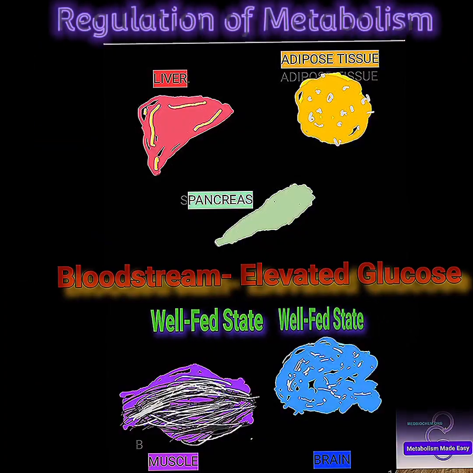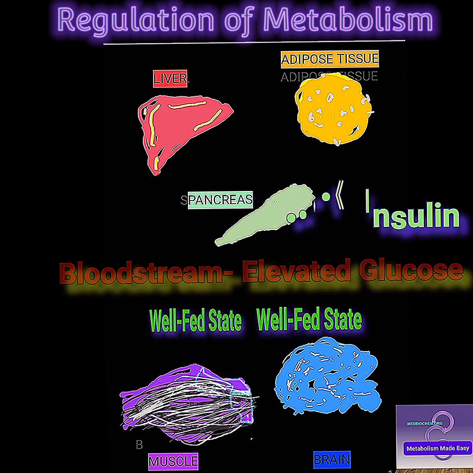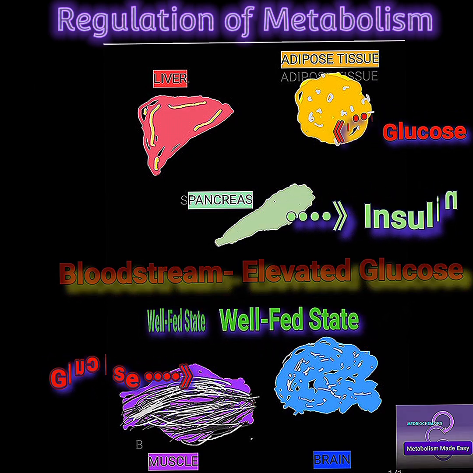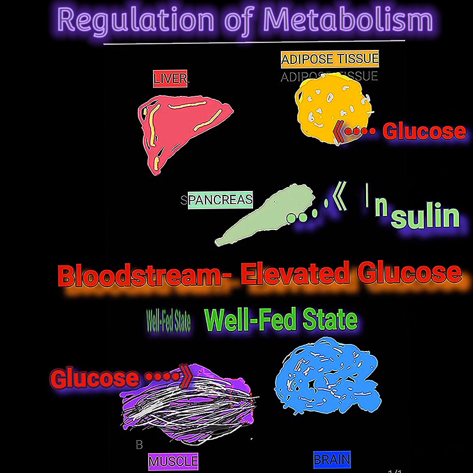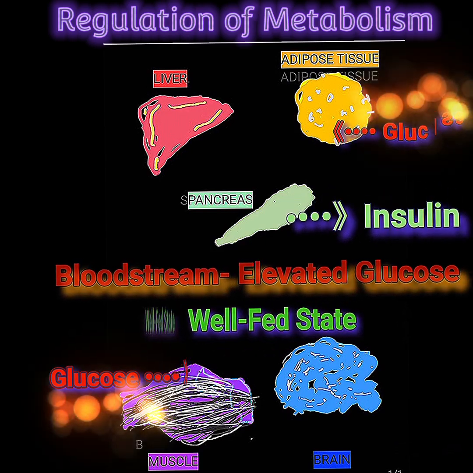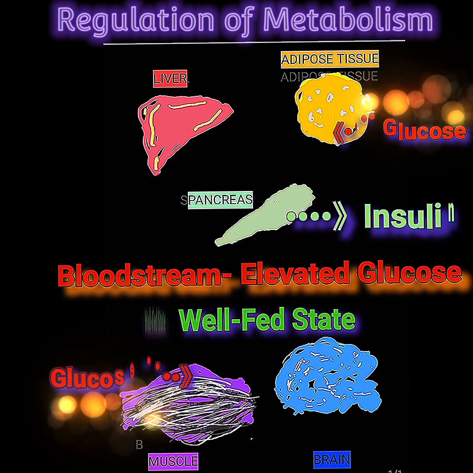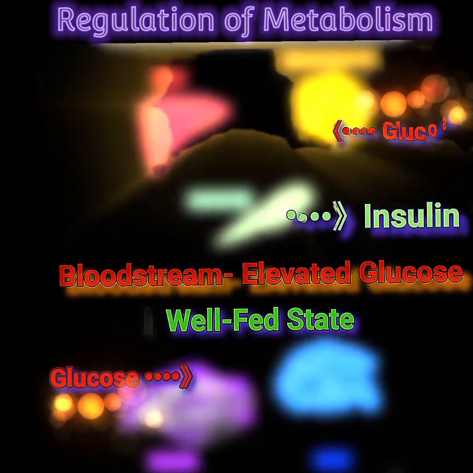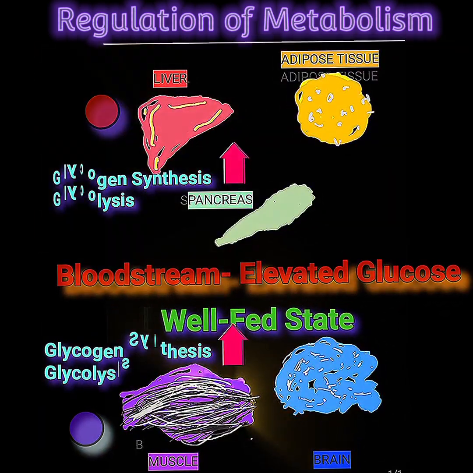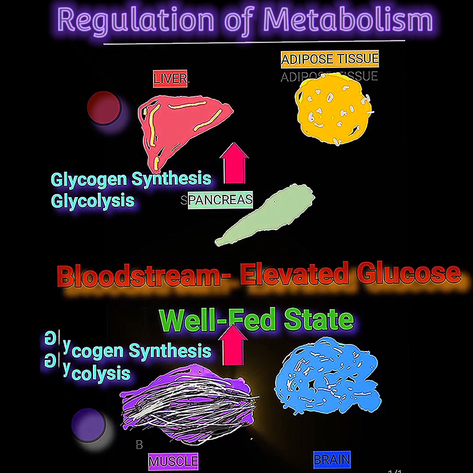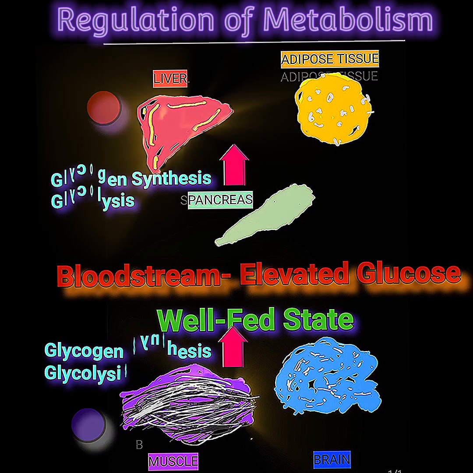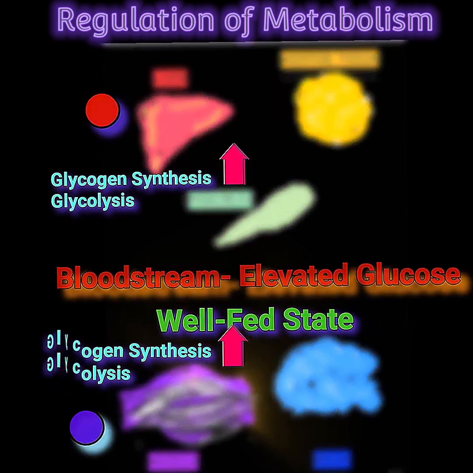In the well-fed state, elevated glucose in the bloodstream will trigger the release of insulin from the pancreas. Insulin will specifically increase the uptake of glucose by muscle and adipose tissue. In the liver and muscle, insulin will activate glycogen synthesis and glycolysis while inhibiting glycogenolysis.